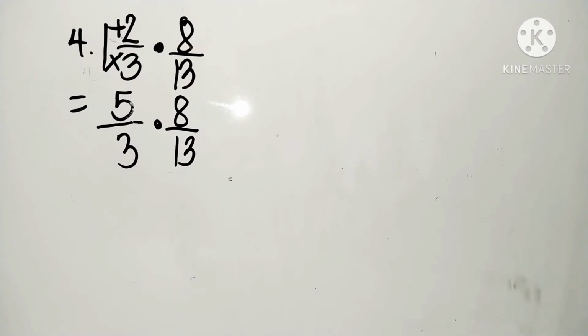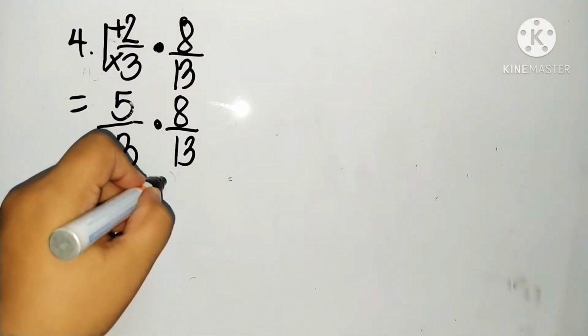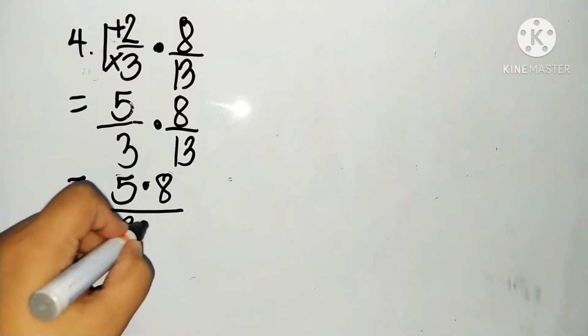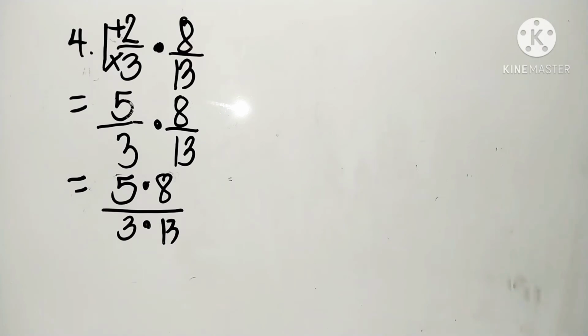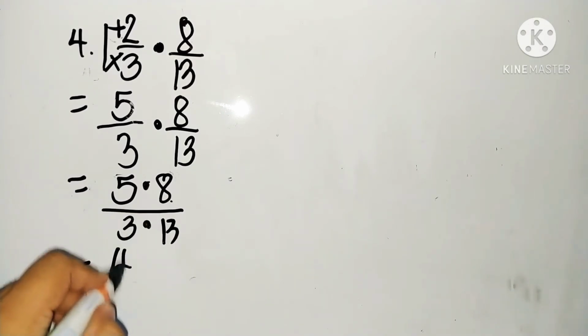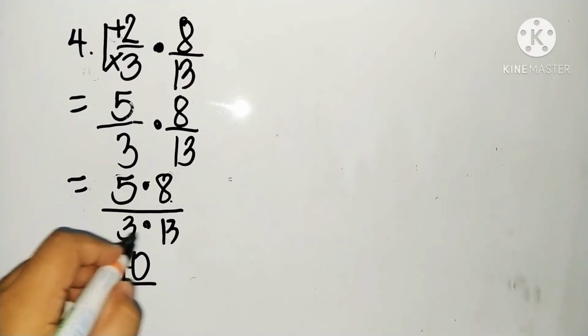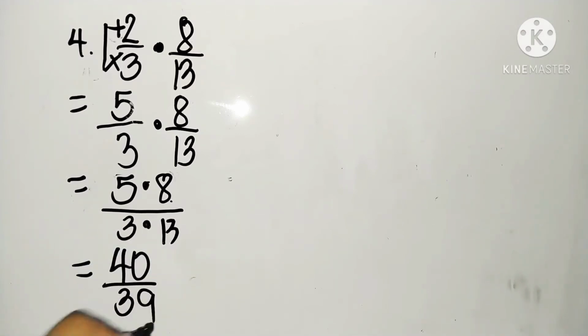Kung mapapansin nyo naman, wala naman tayong pwedeng i-cancel dyan, so hindi na natin siya gagamitan ng cancellation method. So, we will proceed with multiplying fraction. 5 times 8 over 3 times 13. And you'll have 5 times 8 is 40 over 3 times 13 is 39.